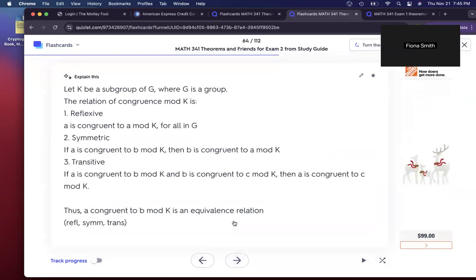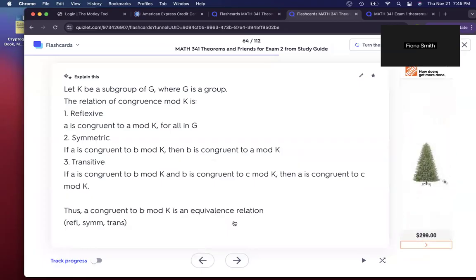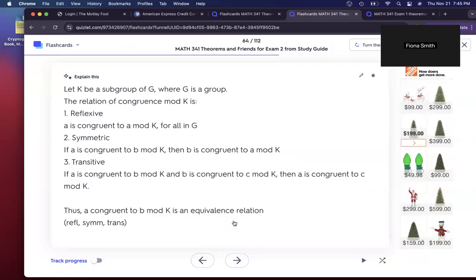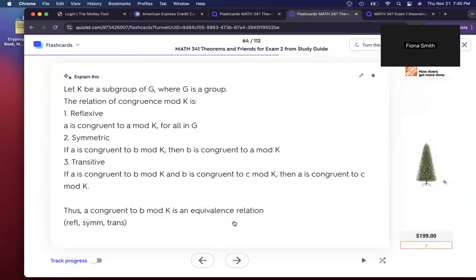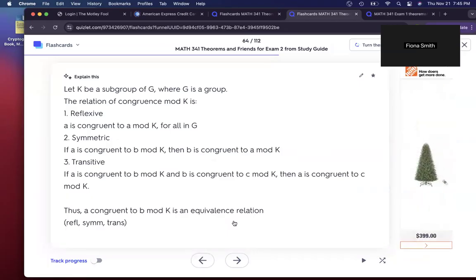Theorem 8.1. Let K be a subgroup of G, where G is a group. The relation of congruence mod K is reflexive, symmetric, and transitive. So a congruent to b mod K is an equivalence relation.